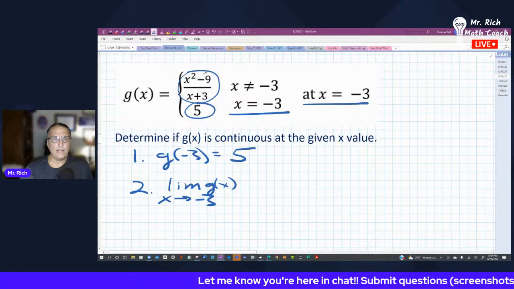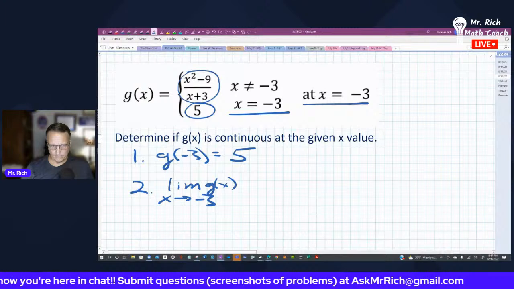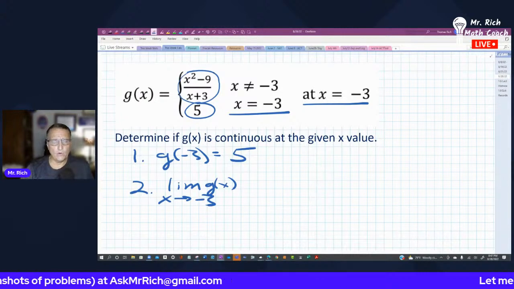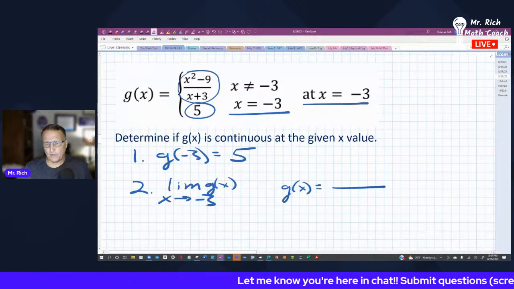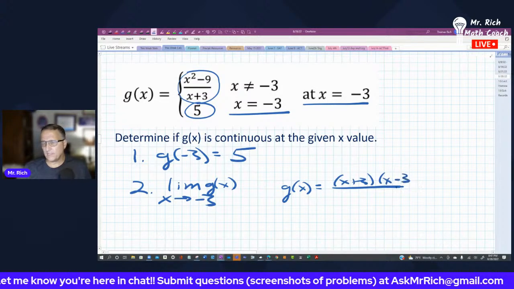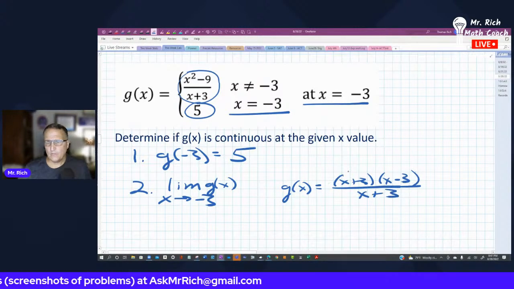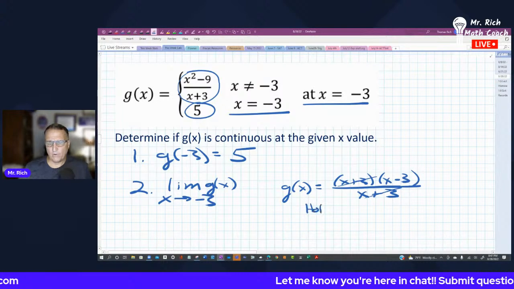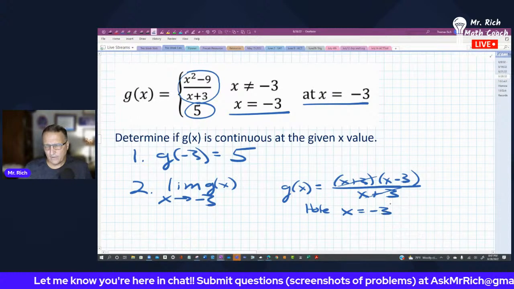But there's a problem. I can see that this function has a vertical asymptote at x equals -3. Or actually, I shouldn't say that. It has a hole. So let's take a look at the g of x function. I'm going to write this in its factored form. I'm going to factor the numerator as the difference of two squares, and my denominator is x plus 3. So that's going to cancel. So I have a hole on this function at x equals -3.